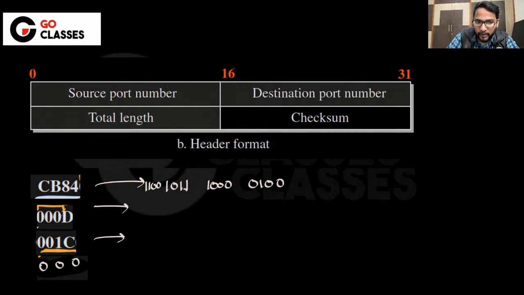Similarly, you can convert this to binary. D means 13, which means 1101, and then everything else is 0. Now C means 1100, 0001, and then everything else is 0.